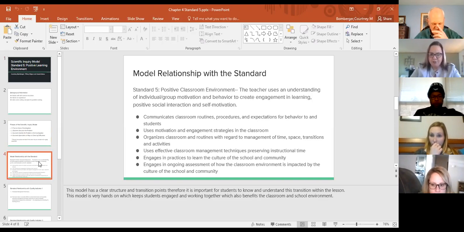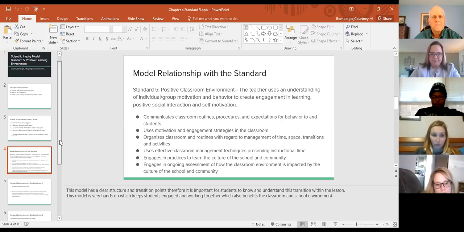The model has a clear structure and transition points. Therefore, it is important for students to know and understand the transition points. The model is very hands-on, which keeps the students engaged at any grade level and working together, which also benefits the classroom and school environment and has them working more as a team as opposed to alone. We'll go on to slide 5.